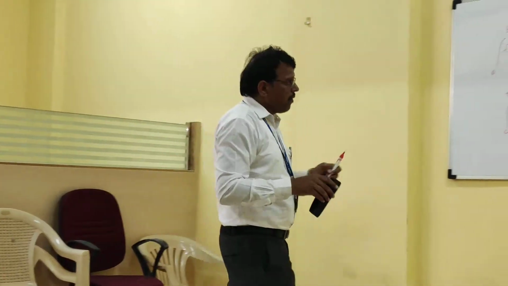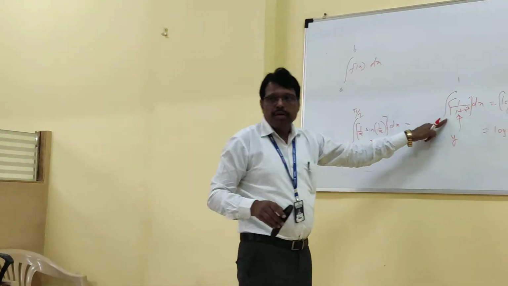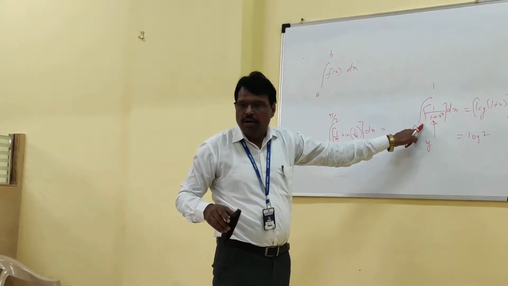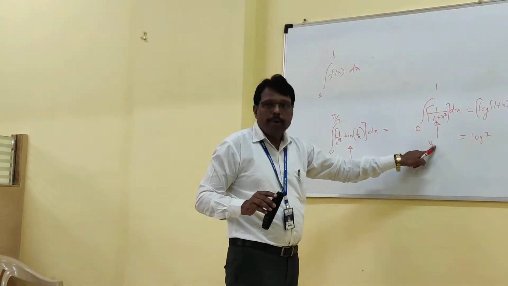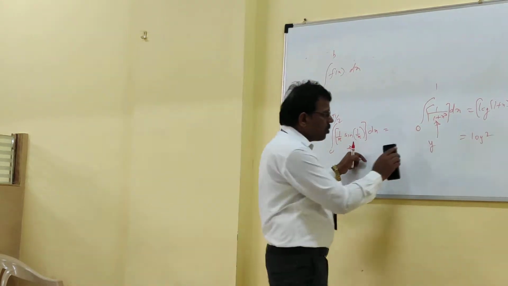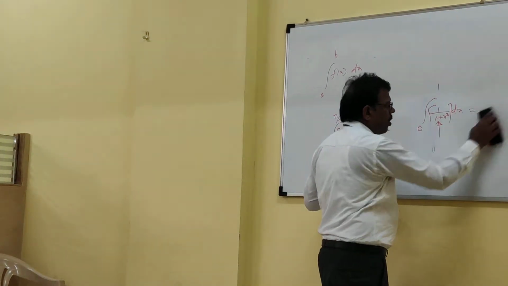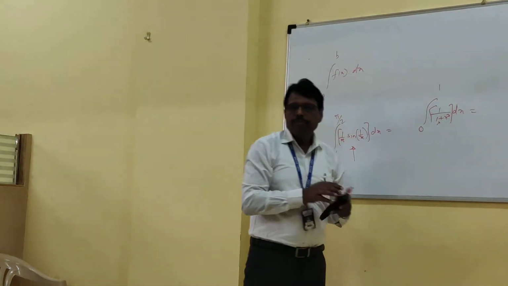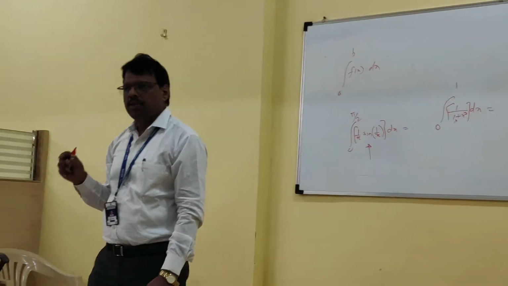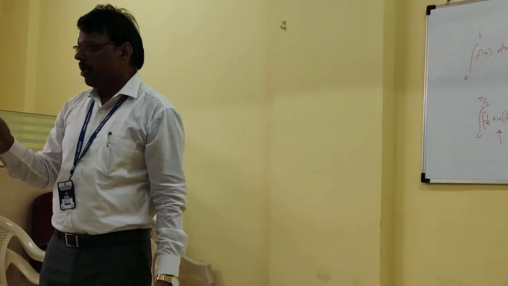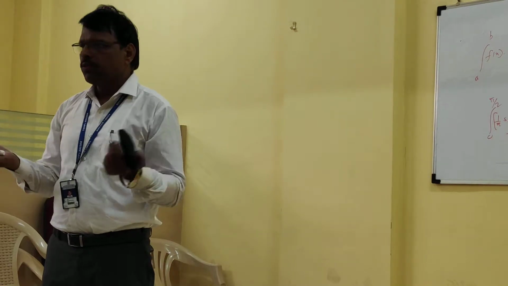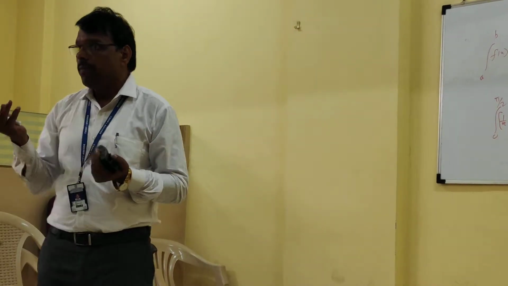x1 minus x0 equal to x2 minus x1 equal to x3 minus x2 and so on, that is equal to h. That is constant. The difference between abscissa is constant, but the difference in y is not constant. We have to prepare the series of y, and once we get the series of y, y0, y1, y2, y3, etc., then we can calculate the area by the trapezoid rule or Simpson's 1/3 rule or Simpson's 3/8 rule.